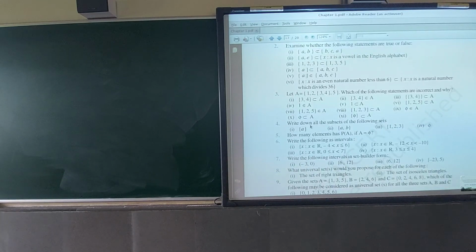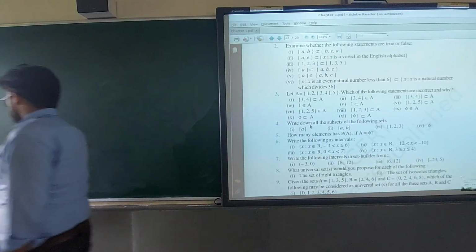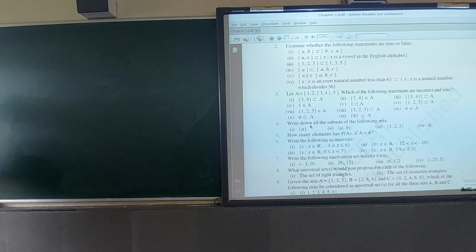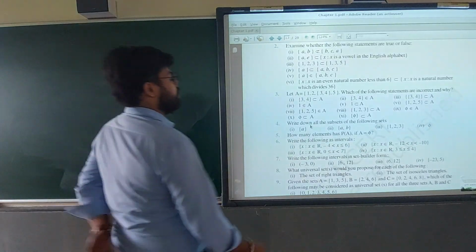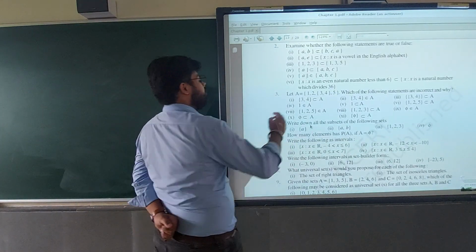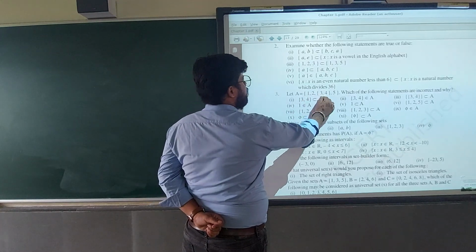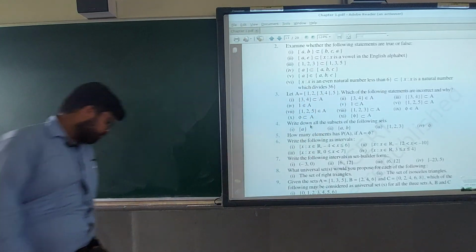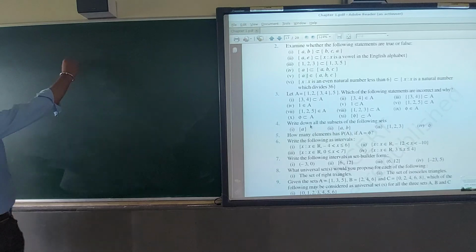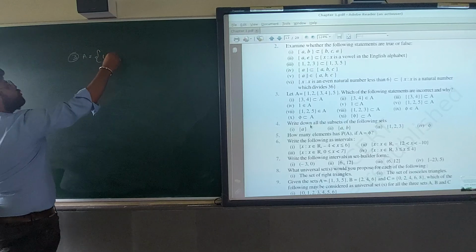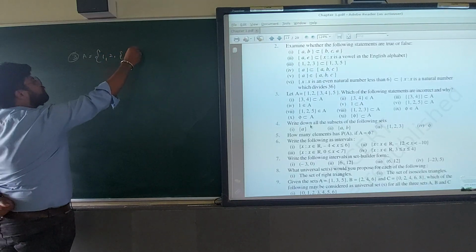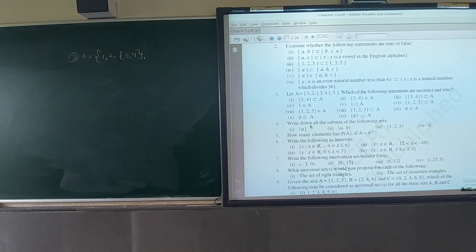Now I will take a chalk and explain this thing. Now look here. What are the elements? First I tell: 1 is an element, 2 is an element, {3, 4} is completely one element only. I will write here, look at question number three: A = {1, 2, {3, 4}, 5}.